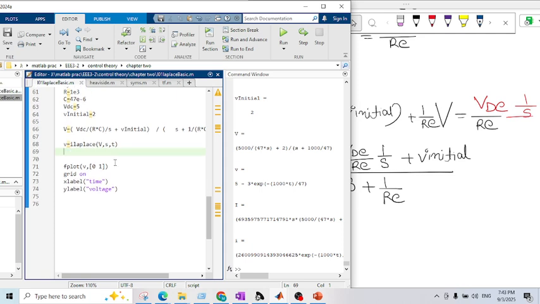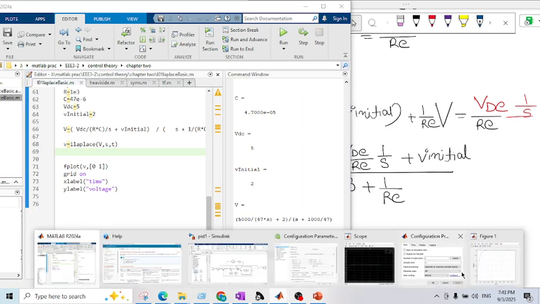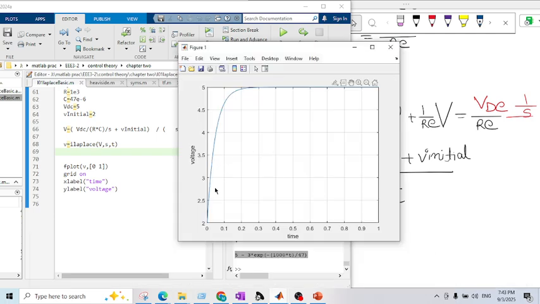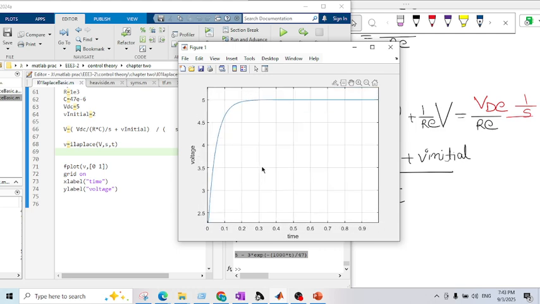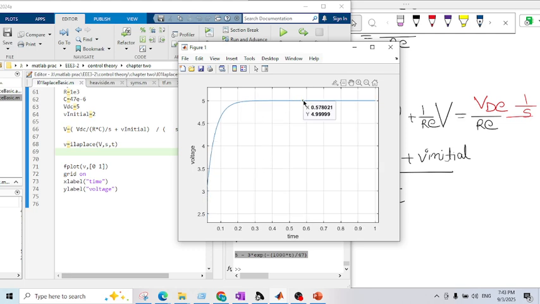Okay, so now let's plot it from 0 to 1 second and let's see what happens. This is the equation and the plot looks like this. So you see the initial voltage is 2 and the final voltage is approaching 5. It cannot become 5. Theoretically at t equal to infinity it will become 5.